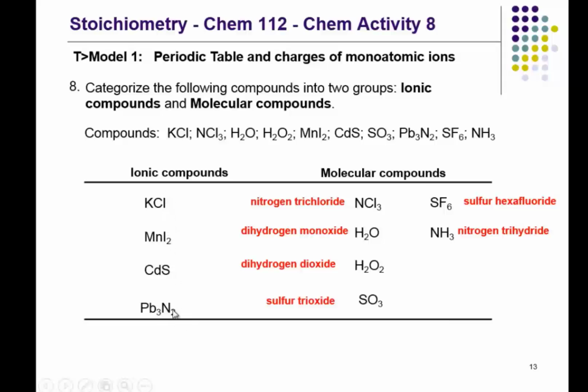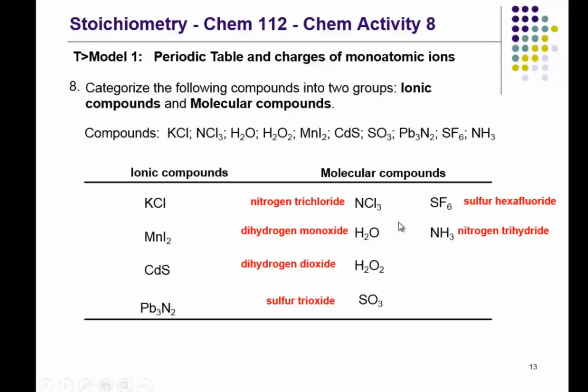The ionic compounds here are the following: potassium chloride, manganese 2 iodide, cadmium sulfide, and lead-2 nitride. I didn't specifically ask you to name these because I'm anticipating that you already have some skill in doing this. The molecular compounds consist of all non-metal atoms, and therefore we need to use the Greek prefixes to name them. We have nitrogen trichloride, dihydrogen monoxide, also of course known commonly as water.